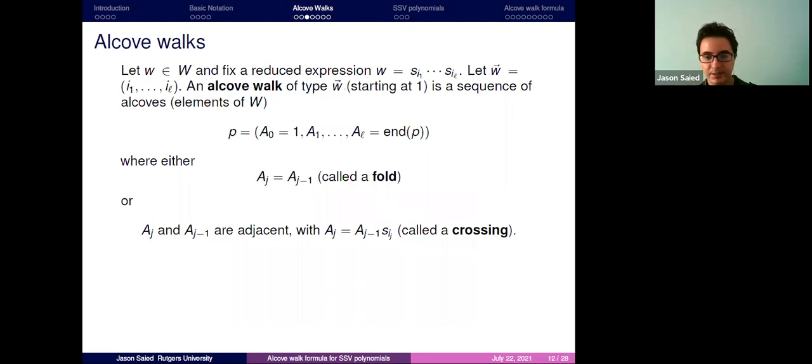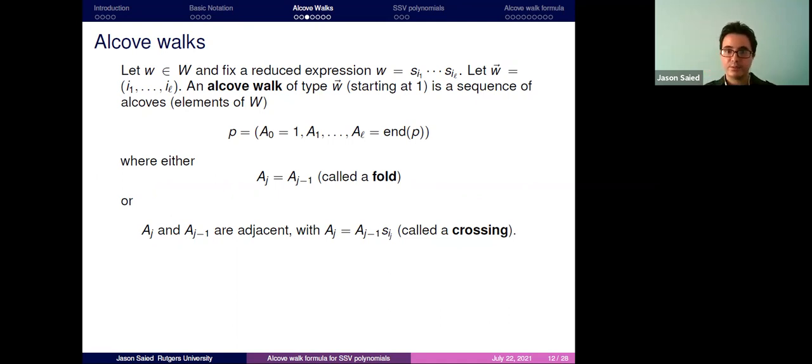So now that we have alcoves, we can start walking across them. Let's take some Weyl group element W and fix a reduced expression for it, S_i1 up to S_iL. Then an alcove walk of that type, where the type depends on this sequence of indices, so it does care about the choice of reduced expression, is a sequence of alcoves. For the purposes of this talk, we assume they start at 1, and then they proceed to some other alcoves, and we'll call that last one the end of P.